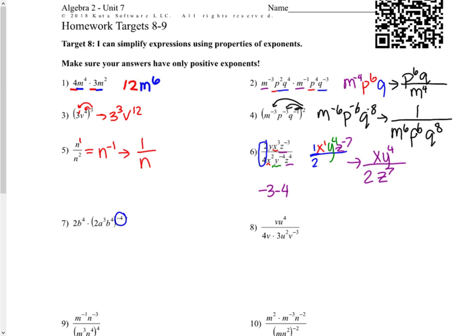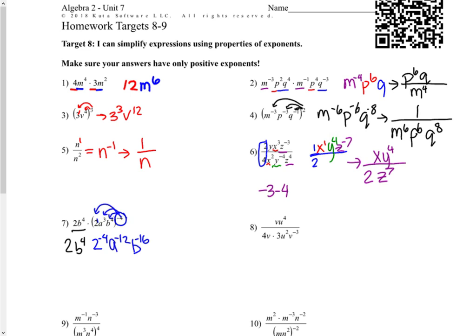I have a power to a power, so I need to distribute that to everything inside. So I'm going to distribute that to every exponent we have in there, remembering that 2 has an exponent of 1. So that gives me 2 to the negative 4th. Multiplying my exponents, I get a to the negative 12th, b to the negative 16th. I still have this 2b to the 4th up front.